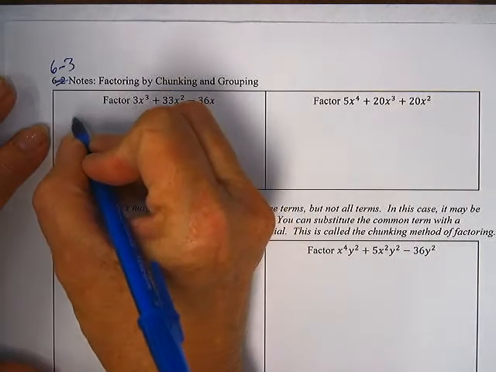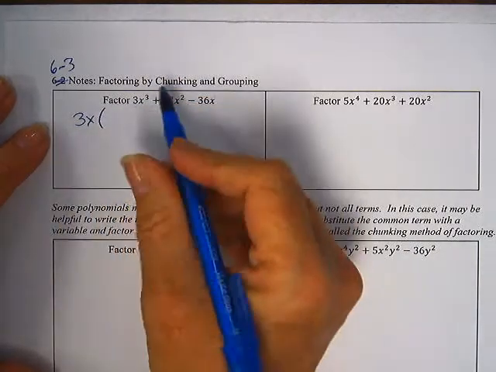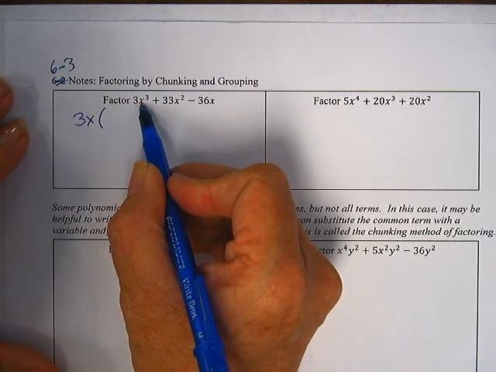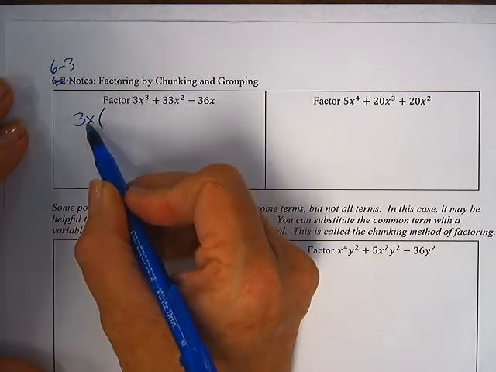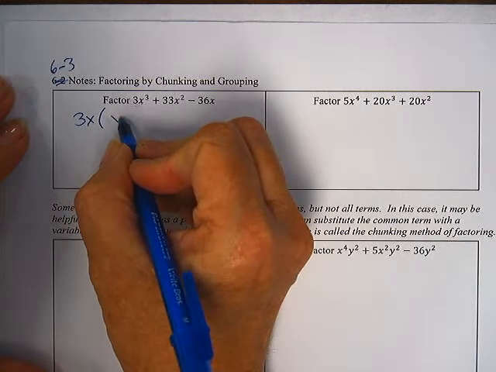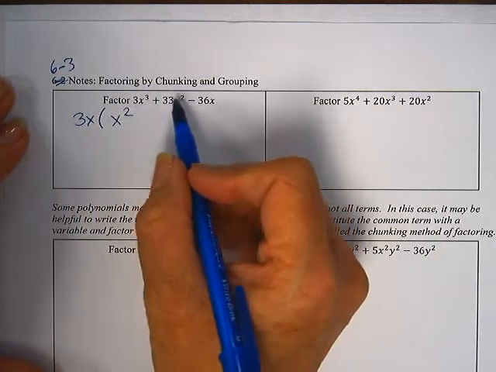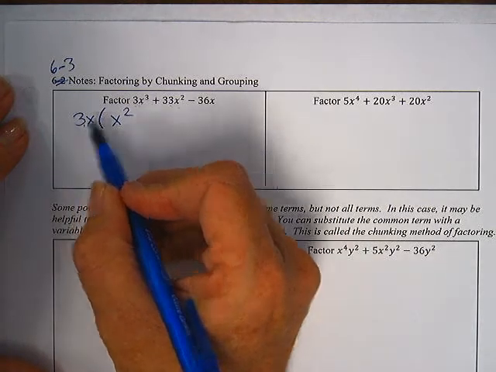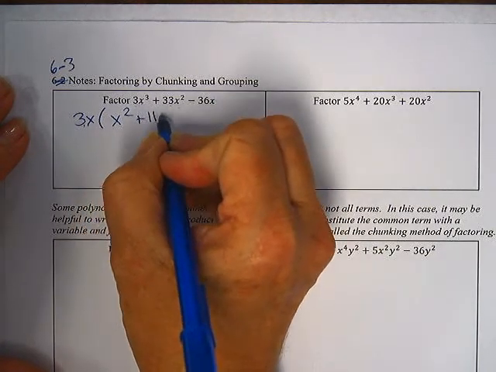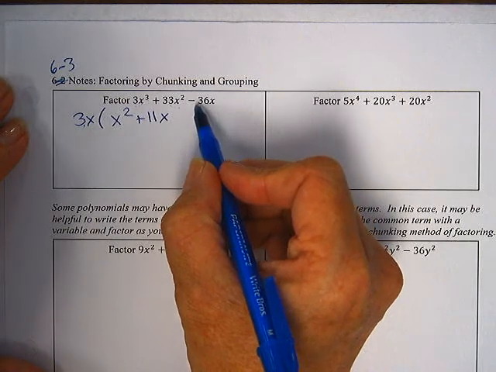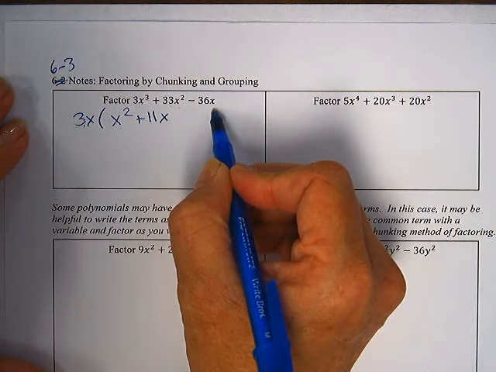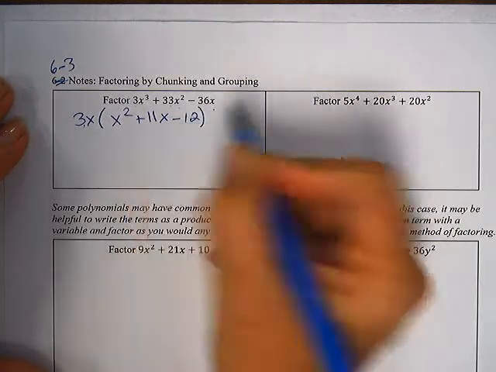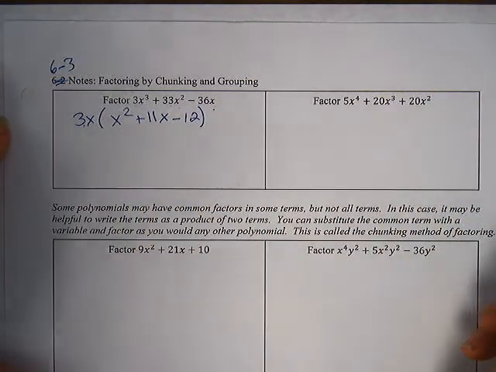So if I factor out a 3x, so I'm dividing each term by 3x, what do I have left here? So 3x cubed divided by 3x is x squared. 33x squared divided by the 3x that I'm pulling out gives me 11x. And finally, a negative 36x divided by 3x, I'm left with a negative 12. Now we know we're probably not done at this point.